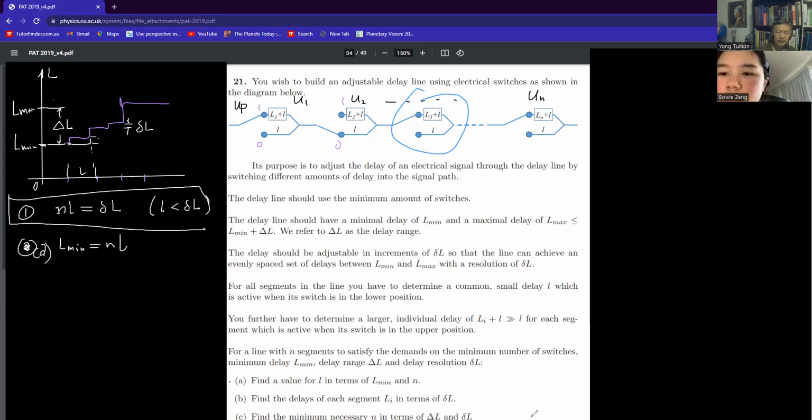Okay. Can we move to B now? And the delays of each segment, in terms of the resolution, it's called delta. What's Li? You have found the general formula for Li. I is an arbitrary number between 1 and n.